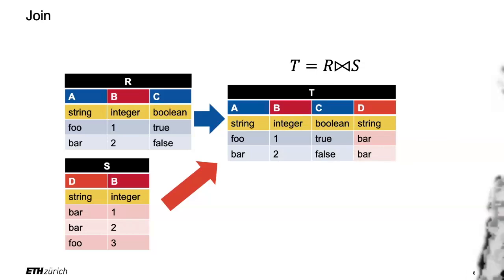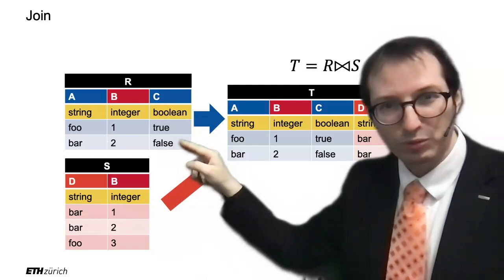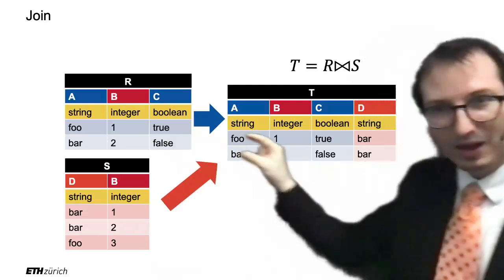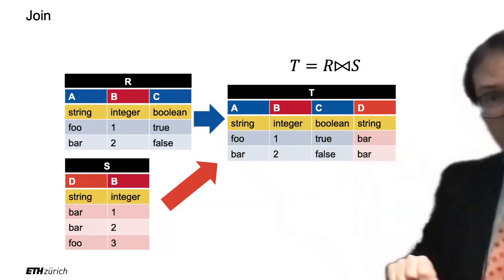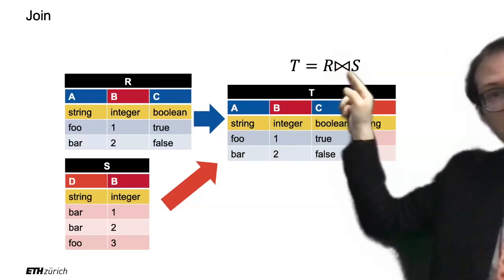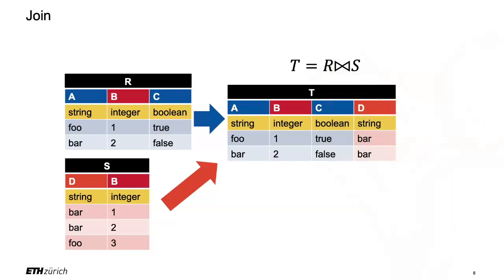Right? So again, what happened here is that we took this one and matched it with this one. We took this one and matched it with this one, and we get these 2 records in the results. And now you see the sign is very similar to the Cartesian product, but you add these 2 vertical bars on the 2 sides. So this is called the join, right? It's absolutely fundamental in relational databases.